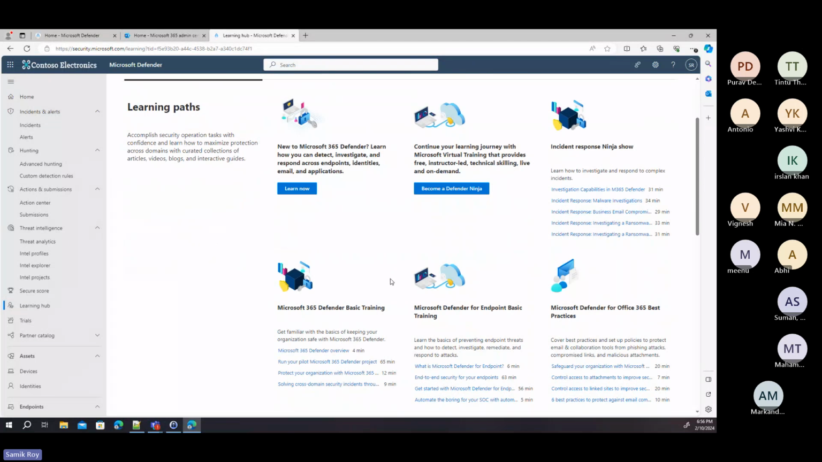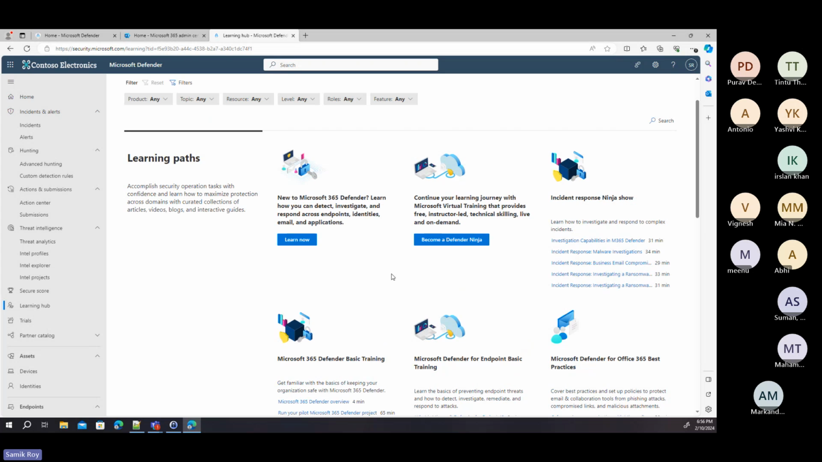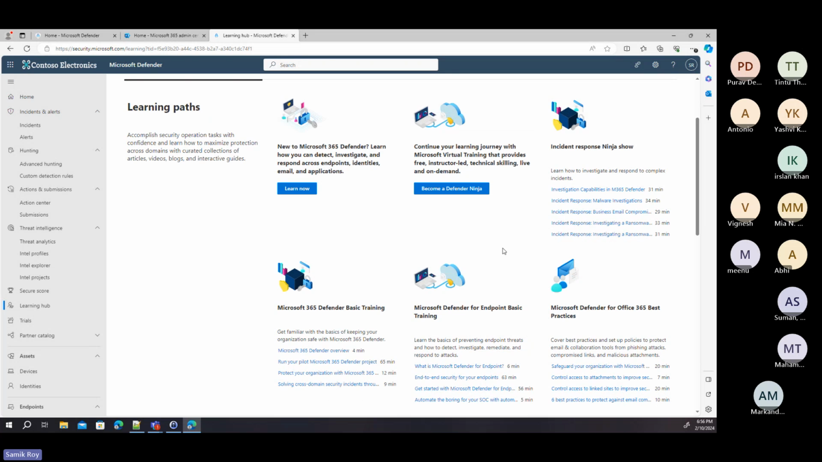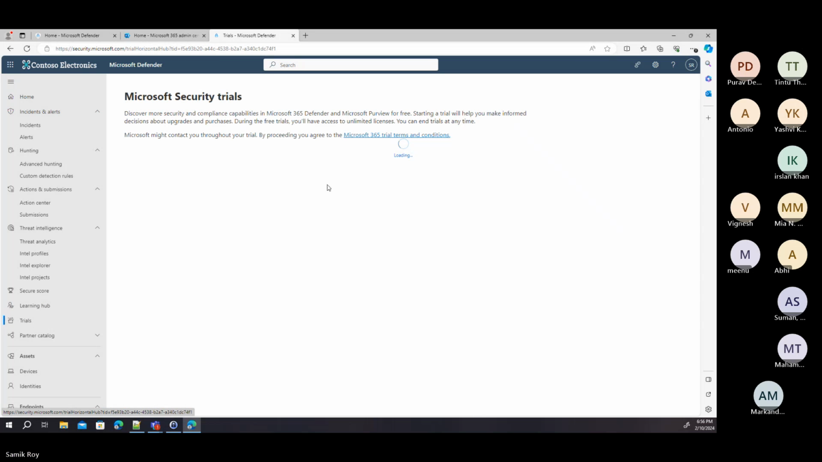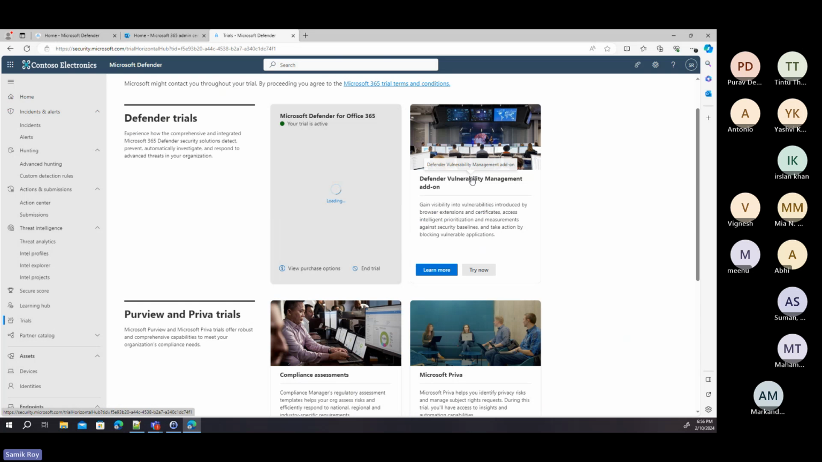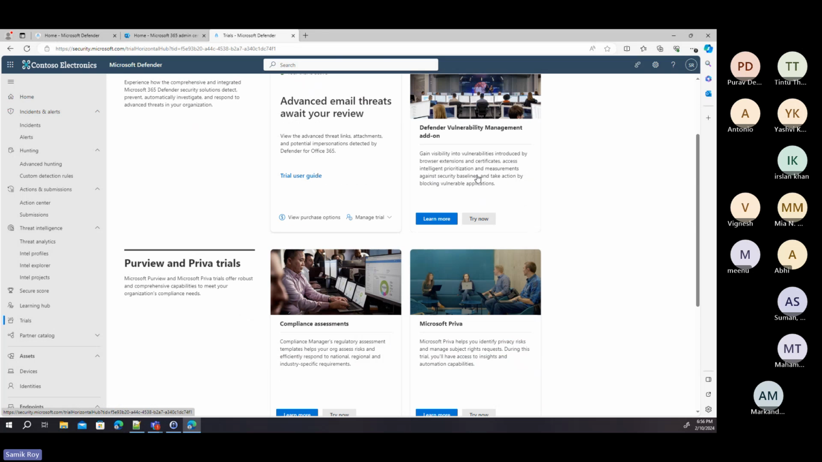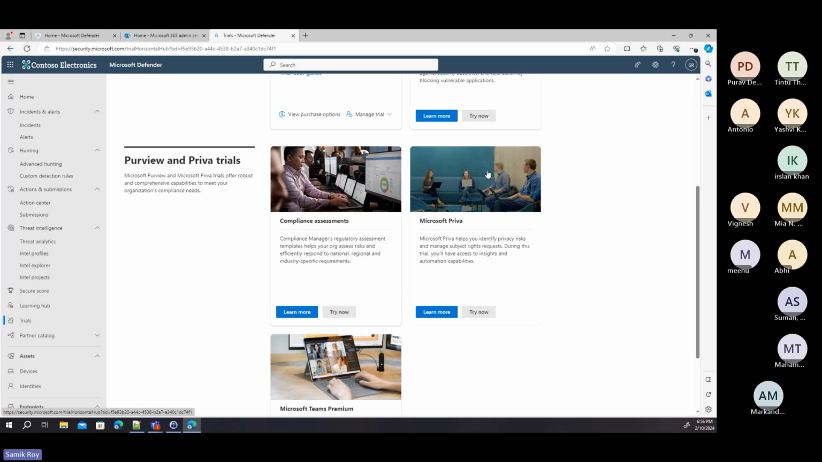The next thing would be the learning hub, and as usual, Microsoft has a good amount of resources for us to learn. This is an evolving place where you can get first-hand links to all the Microsoft resources for learning. And then you do have trials. Let's say we are using Defender, then we can also leverage certain trials to look at more products that we want to have.